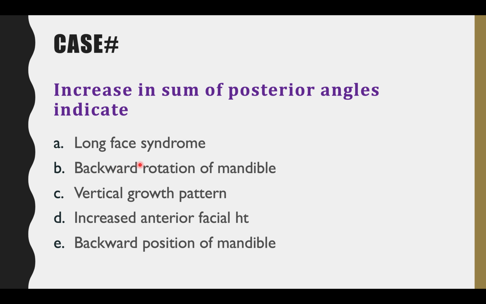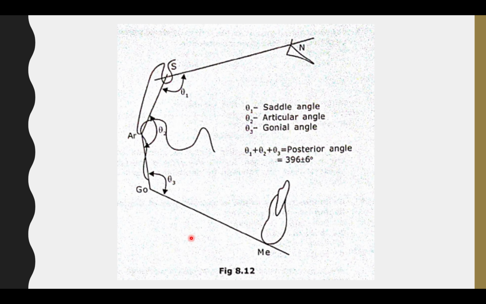So, options like long face syndrome, backward rotation, vertical growth pattern, increased anterior facial height, backward position of the mandible, skeletal open bite, all can be included if there is an increase in the sum of posterior angles. This is one of the parameters in Rakosi functional analysis, and important in the cephalometric examination for functional appliances, to decide whether we can give a functional appliance or not. The important parameters are these posterior angles.